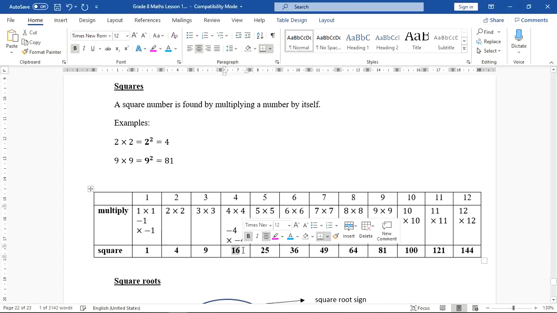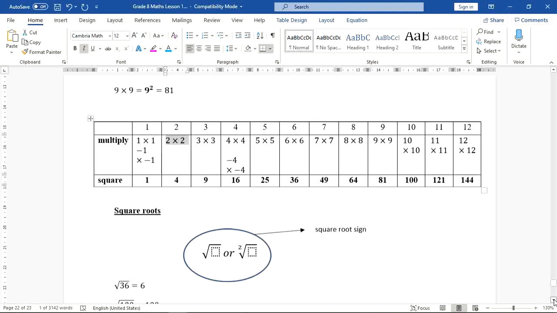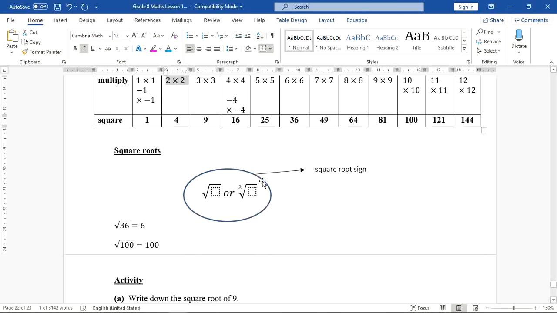Now my friends, these numbers that we are multiplying here to get the square numbers, we call these numbers the square roots. So 1 is a square root of the square number 1, 2 is a square root of 4, 8 is a square root of 64. For you to get a square root of a square number, you need to use this special sign. It can be without a 2 here or with a 2 here. We call that a square root sign.